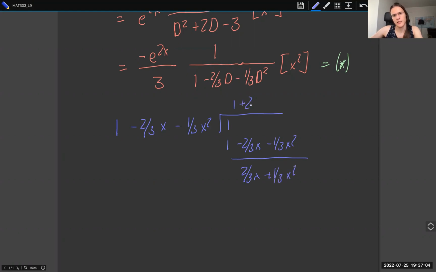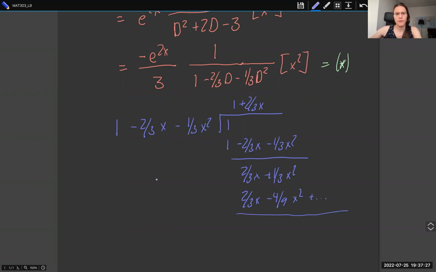Plus 2/3 x. And then I'm not going to care about, so this is going to become minus 4/9 x squared, and then there are going to be higher order terms.